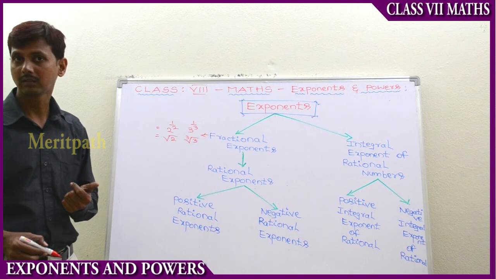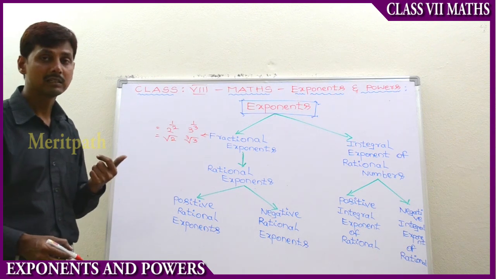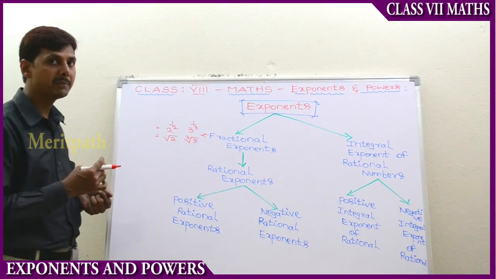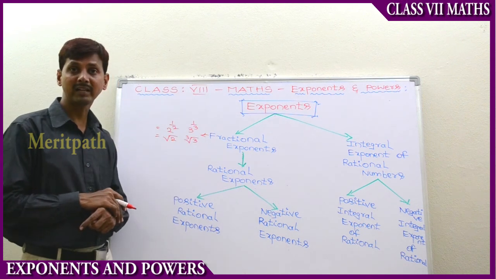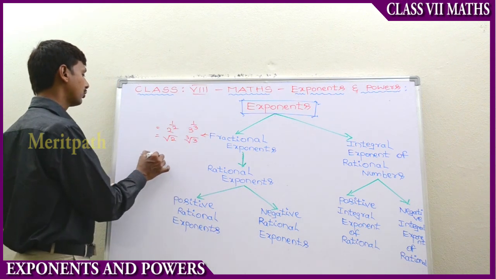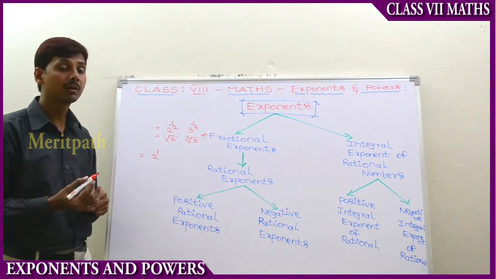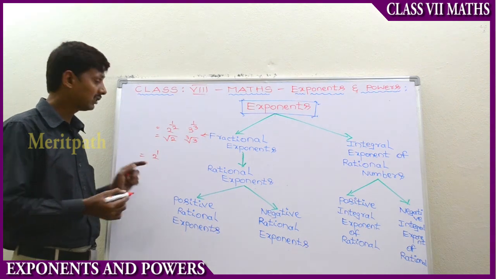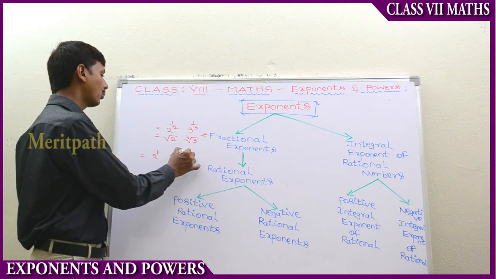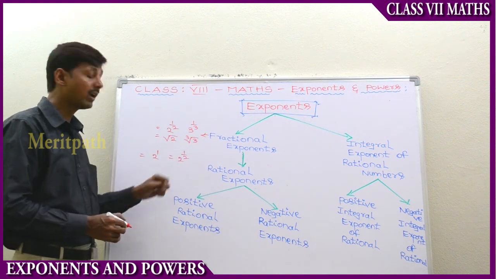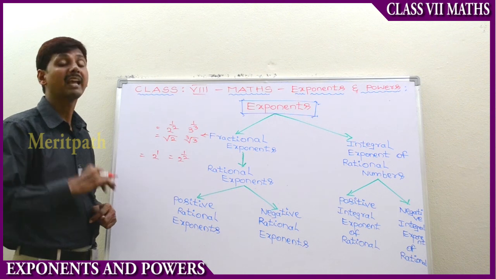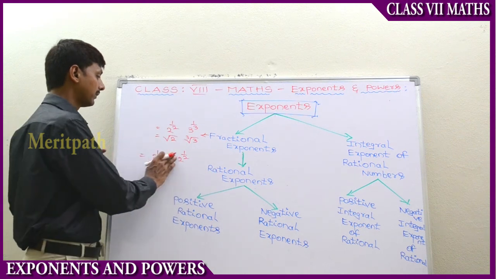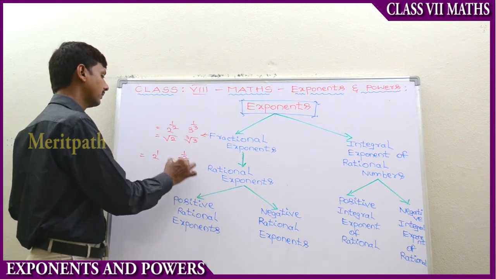Now rational exponent. When the exponent is any rational number in the form a by b, we call it a rational exponent. For example, 2 power 1: 1 is a rational number, so that's the reason we call it a rational exponent. Take 2 power 1 by 2: it is also a rational exponent because 1 by 2 is a rational number, a by b. So all fractional exponents become rational exponents. 2 power 1 by 2 is the square root of 2.